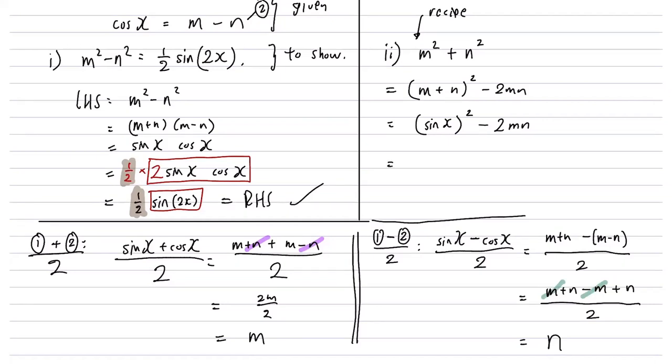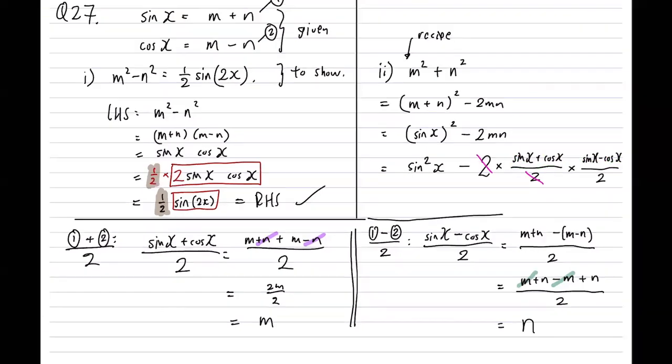So now we can just sub in. Here we got sine square x minus 2 times m, which is sine x plus cosine x all divided by 2, times n, which is sine x minus cosine x all divided by 2. Is that okay? Anything to cancel? Yes, the 2 and 2 cancel away. But what is so special about this guy times that guy?